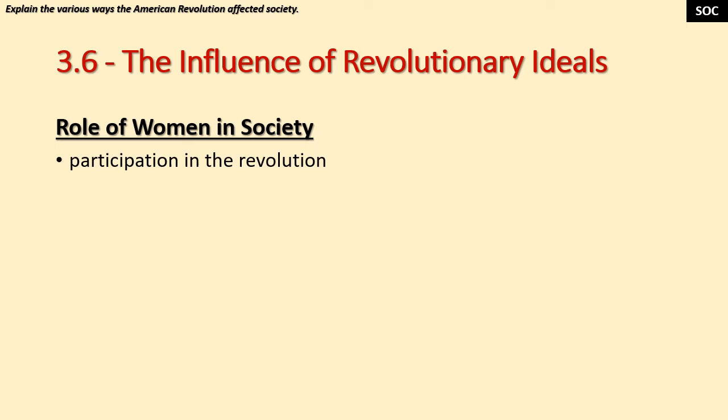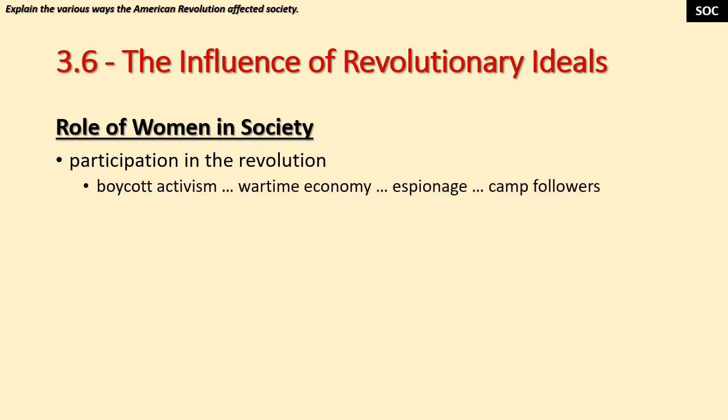But during the revolutionary movement itself, there is a greater participation of women in public circles, whether that means boycott activism for the Daughters of Liberty, or helping out with the wartime economy. While men went to fight in the war, their wives and sisters and mothers were left in charge of maintaining an economic status. For example, if it's a family farm, they take over control of the farm.